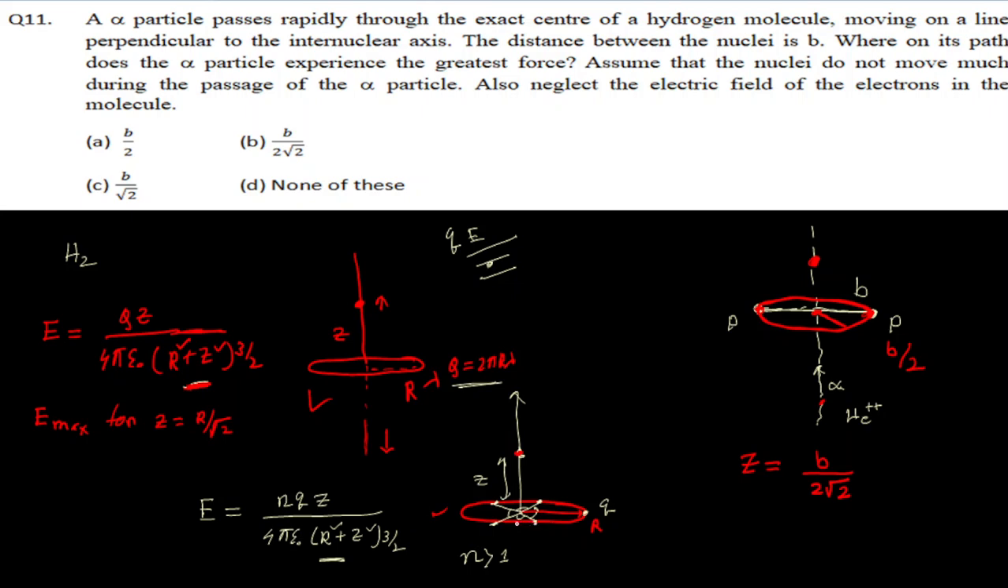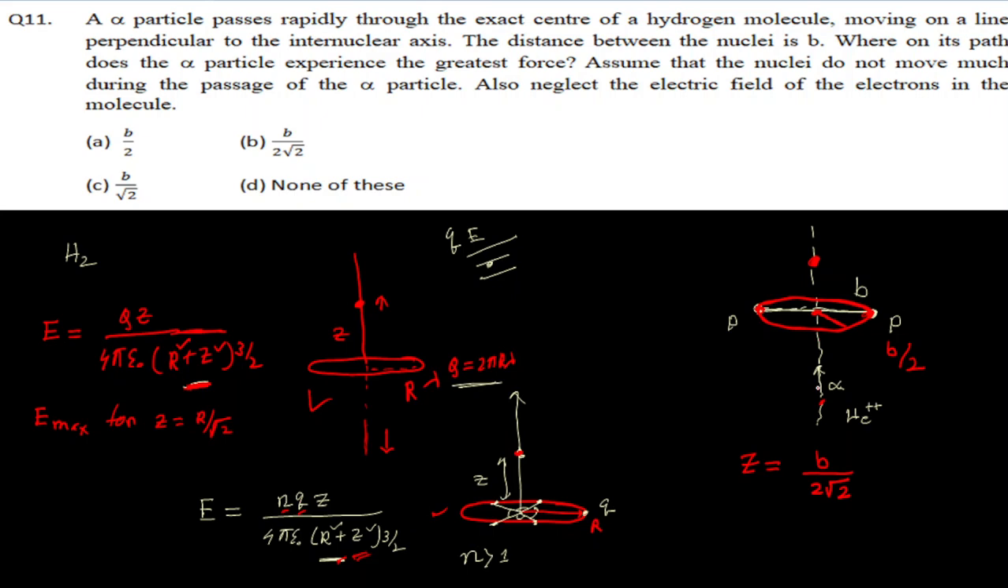So in this case also, the electric field will be maximum when the value of z will be r by root 2. Now what we have done here, we have two protons here and here. So now we have drawn a circle of radius b by 2, so that the two protons lie on the circle symmetrically with each other. Now if we want to calculate the electric field on the axis, it will be exactly the same as this, only this n will be replaced by 2, and this q will be the charge of each proton.